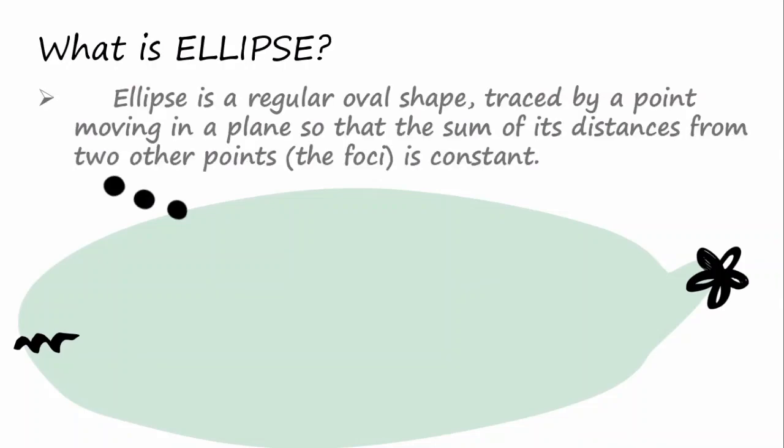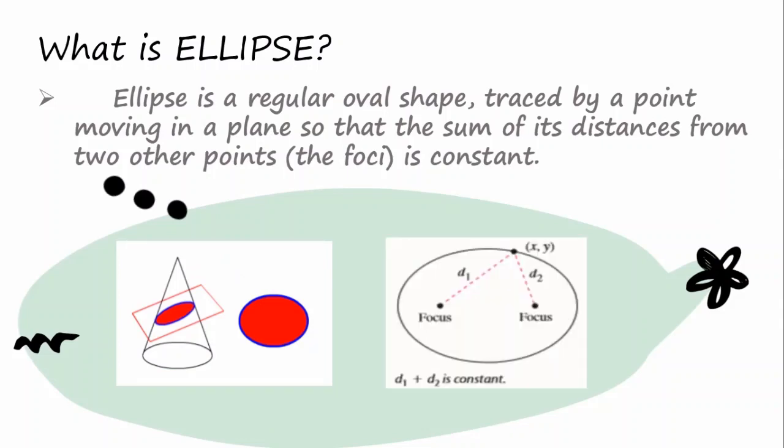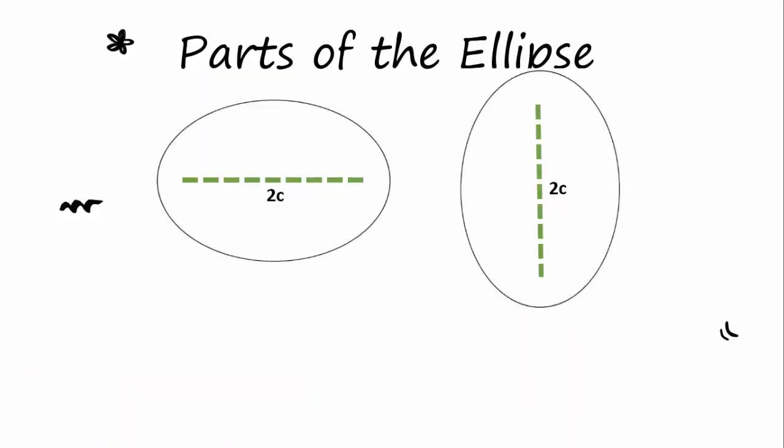So let's define what is ellipse. An ellipse is a regular oval shape traced by a point moving in a plane so that the sum of its distances from two other points, or the foci, is constant. So this is an example of ellipse. And let's have the different parts of the ellipse. First, we can graph the ellipse horizontally. So horizontal ellipse and vertical ellipse.